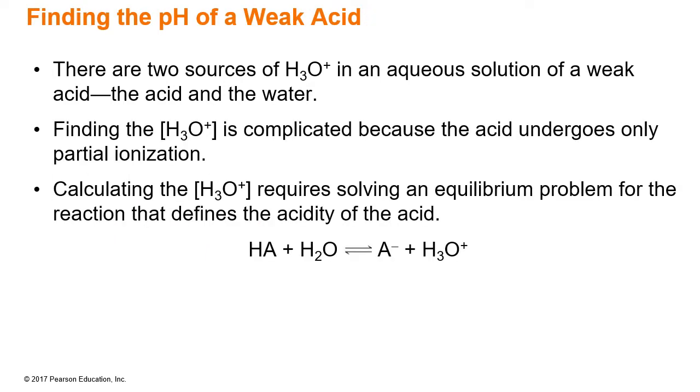If we have a weak acid, we still have two sources that are contributing to the H3O+ concentration, one from water and one from the weak acid. But this does get a little more complicated because the acid does not dissociate 100%. Most of it stays as the acid molecule. So to calculate the H3O+ concentration, we have to solve an equilibrium problem for the reaction to figure out our H3O+ concentration.